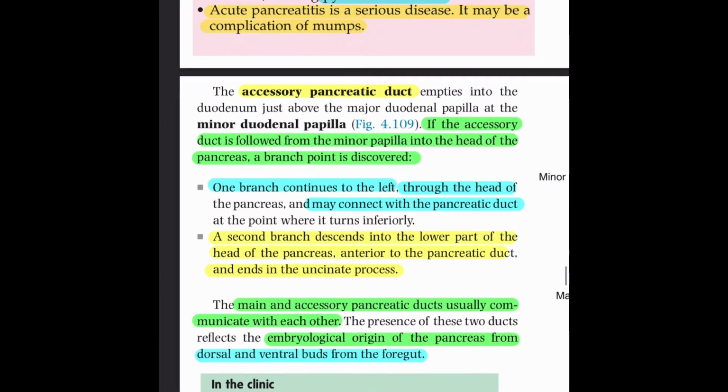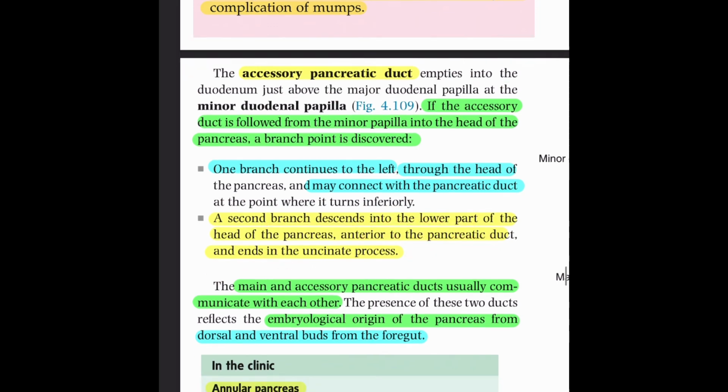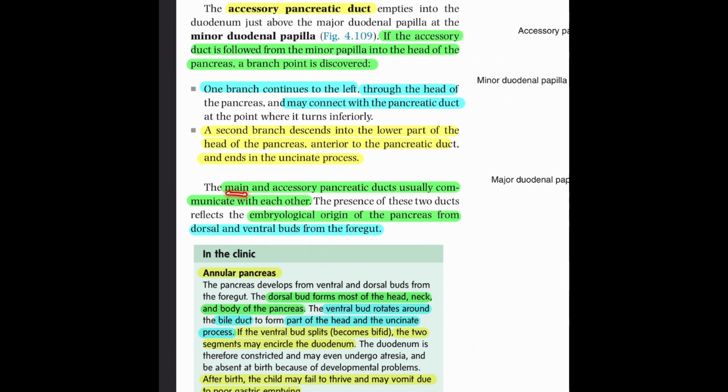Alright. So one branch continues to the left through the head of the pancreas and may connect with the pancreatic duct, and the second branch descends to the lower part anterior to the pancreatic duct and ends in the uncinate process. Okay. Now again, the main and accessory pancreatic ducts usually communicate. We have seen the first branch joins with the pancreatic duct, and the presence of these two ducts reflects the embryological origin of the pancreas from two buds, the ventral and the dorsal bud.